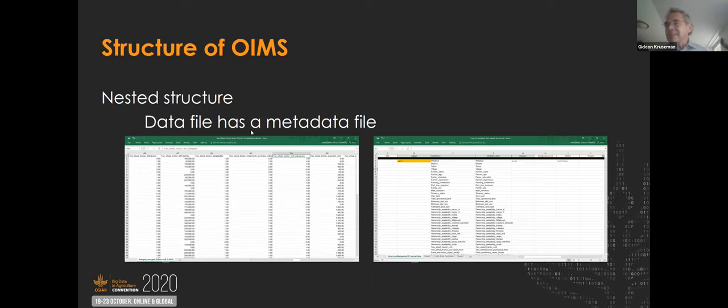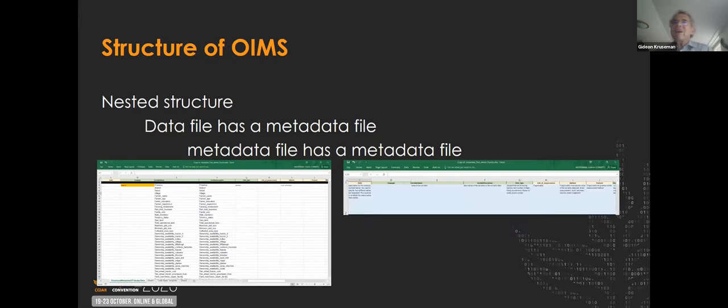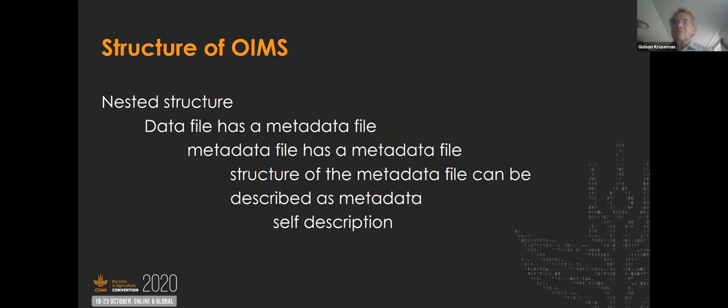What you can probably relate to is that in order to understand a data file, you need a metadata file which describes the data file. Now, OIMS takes this further by saying, well, a metadata file itself also has a metadata file. So it's the metadata file which describes the data. It itself has metadata which describes what is actually in that metadata file. And you can then take that metadata file and structure it in a way that it itself can be described as metadata.